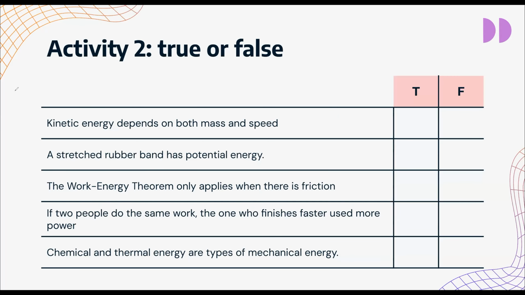Kinetic energy depends on both mass and speed. We know the formula for kinetic energy is 1/2 mv squared. Mass and speed are both in that equation. That's true. A stretched rubber band has potential energy. This one is true because if you let it go, it has elastic energy and it'll snap back. That's true. The work energy theorem only applies when there is friction. Work energy theorem, what is that again?